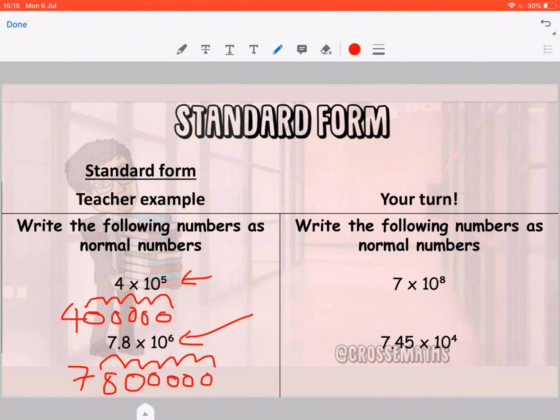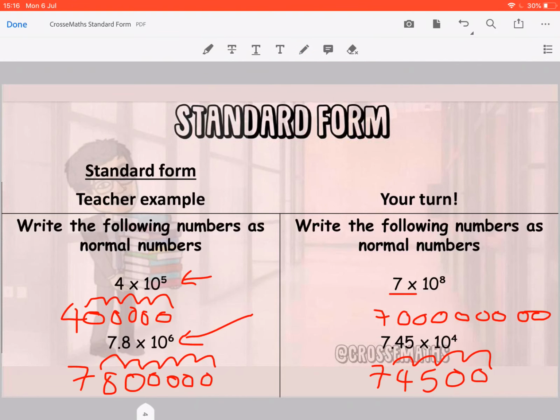Right, hopefully they're all done. Looking at the ones on the right hand side, if you times 7 by 10 8 times, you end up with 7 and 8 zeros. Okay, that's an easy one. If you times 7.45 by 10 4 times, the decimal point moves over 4, leaving you with 74500, because the decimal point moves over 1, 2, 3, 4 spaces, just to check at the end.